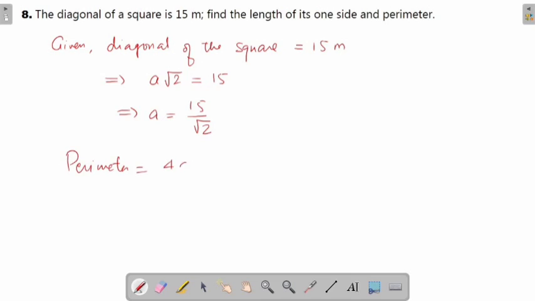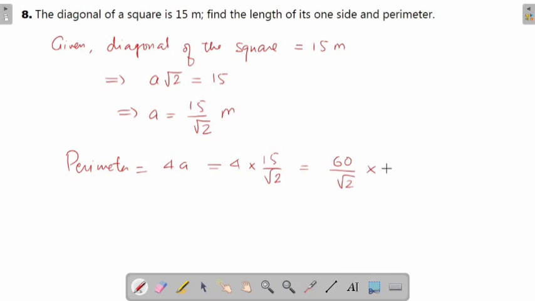So the formula is 4a, right? So it becomes 4 into a, which is 15 by root 2. So you can write meter here also. When you multiply, it becomes 15 into 4 is 60, right? So it becomes 60 by root 2.